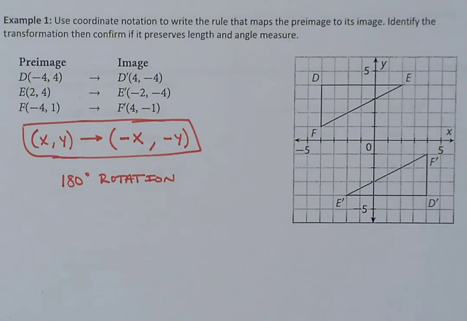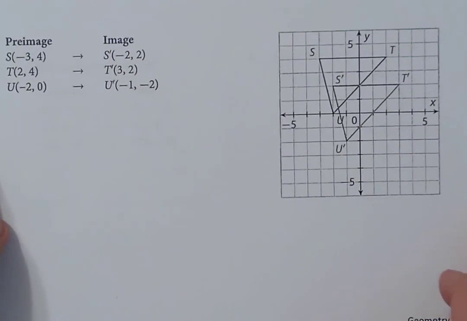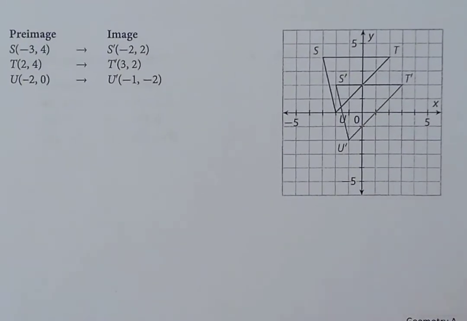All right, so let's take a look at one more example of this, and then we'll move on to example 2, and then be done for today. All right, so part B. So we have our pre-image points and our image points for STU, and then S prime, T prime, U prime.